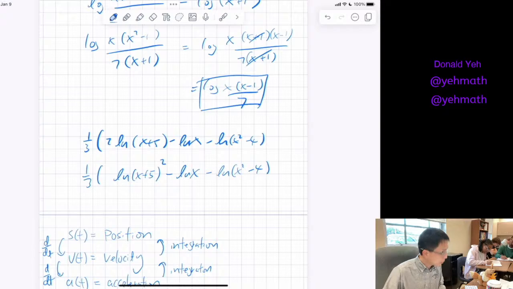Sometimes you guys are so lazy, just writing down one step. You guys need to learn to slow down, write down all the steps first, and then you guys can skip steps. Usually it's not.